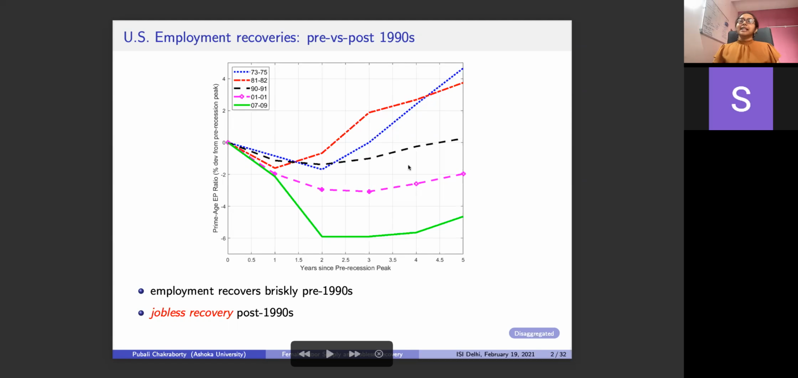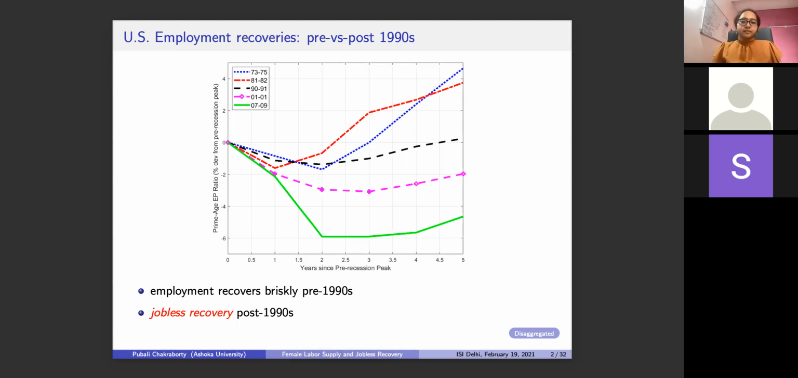However, in the next three recessions, even after the recession has been over, employment either remains the same or continues to decline and starts to show a rebound much later. And in fact, even in terms of the speed of recovery, that's less as compared to the pre-1990 recessions. So this phenomenon is known as jobless recovery, and this is something that has been happening for the last three recessions in the US.